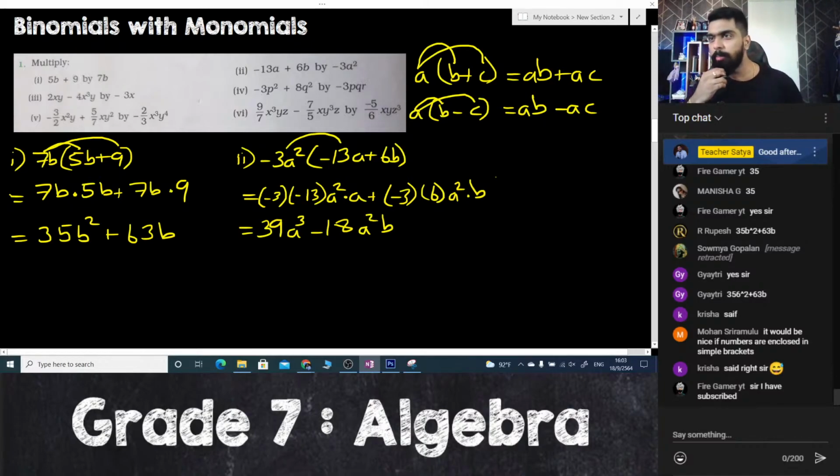It would be nice if numbers are enclosed in simple brackets. Not a bad idea.